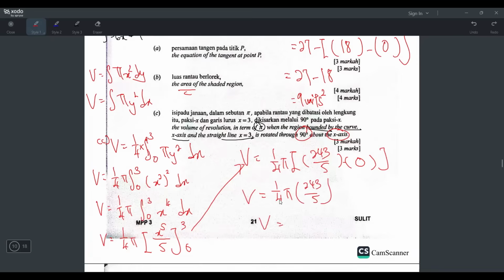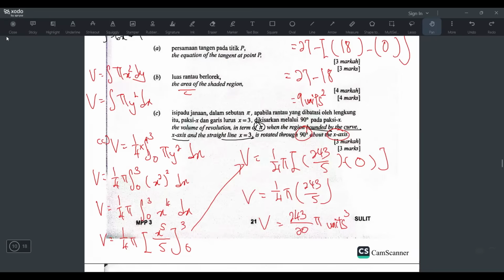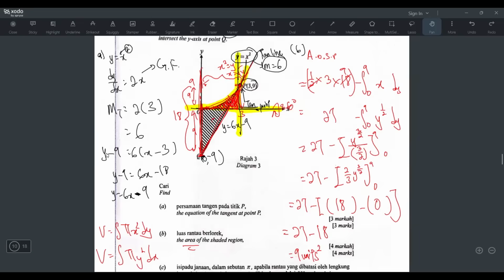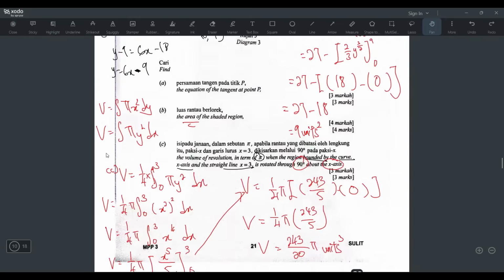243 divide 5 divide 4 is divide 20. So 243 over 20 pi. But it's volume, right? So write units cube. Yeah, so this is the volume answer. That's all for my explanation. Let's continue.